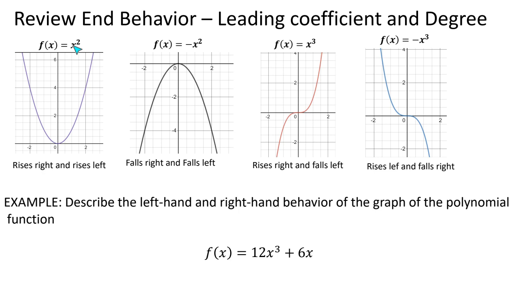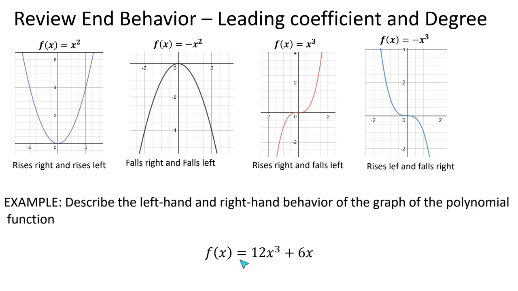So if we look at x squared, that has an even power and a positive leading coefficient. So the behavior rises to the left and rises to the right. If it has a negative coefficient, then it's going to fall to the left and fall to the right. If the degree is odd with a positive leading coefficient, then we say that the graph rises to the right and falls to the left. And if it's negative, we say that it rises to the left and falls to the right.